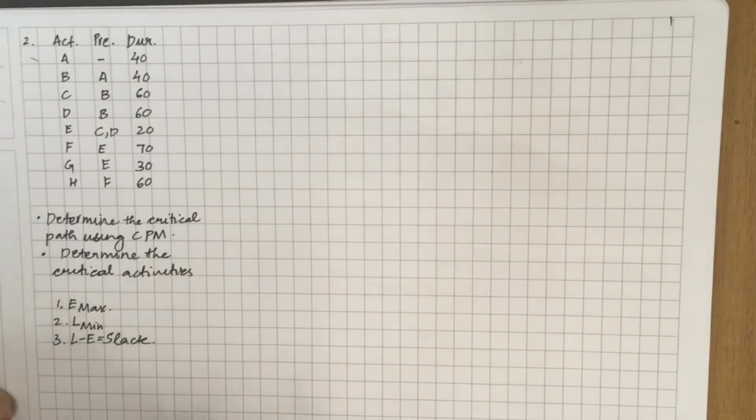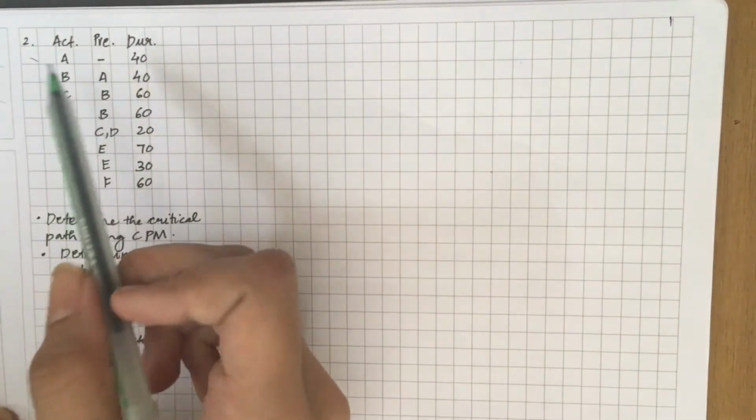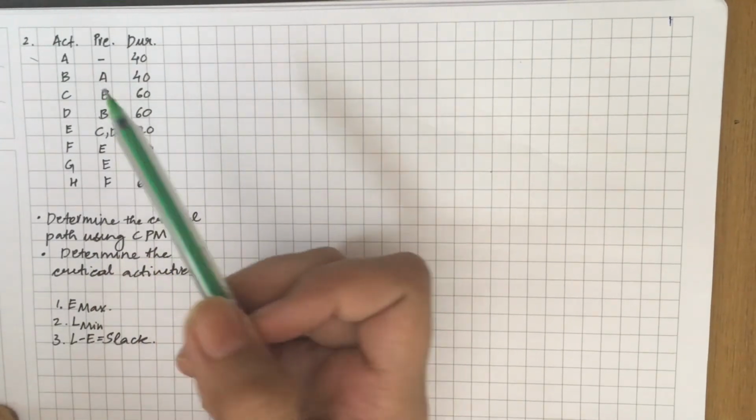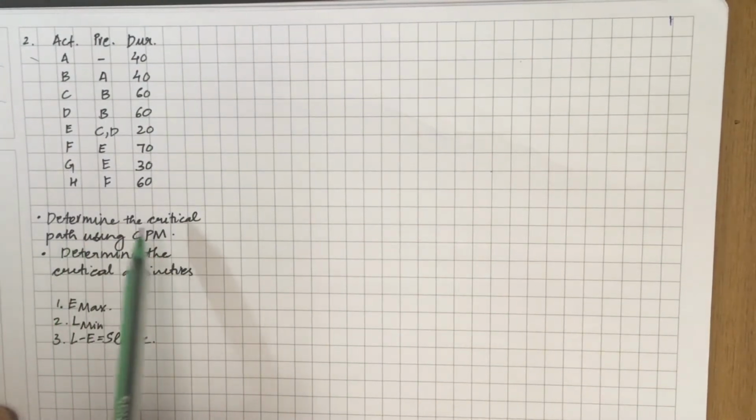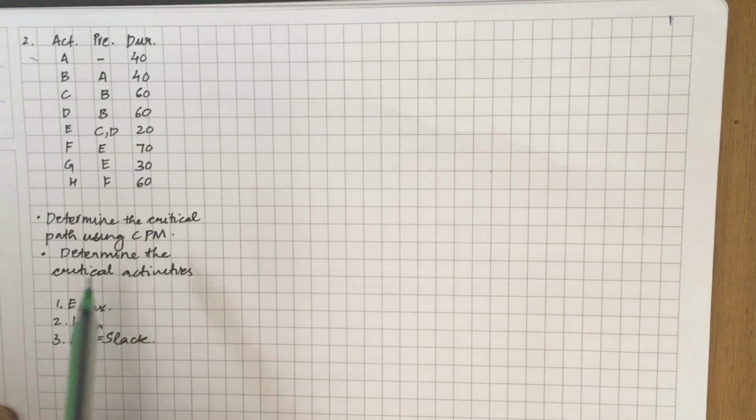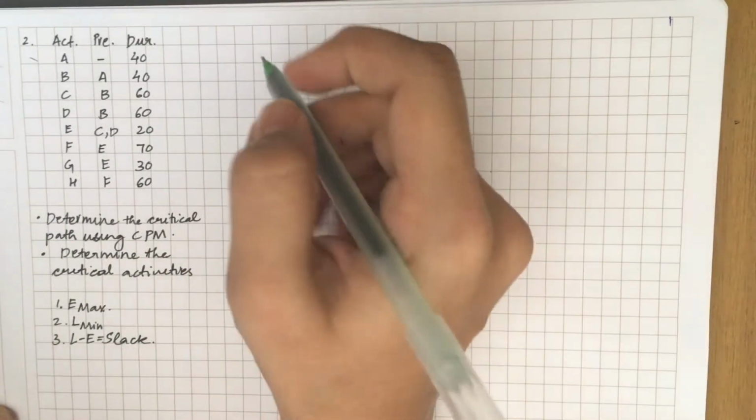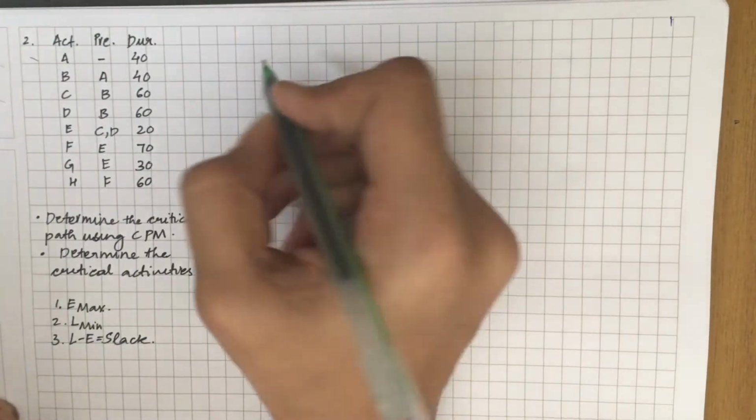This is the second question. Over here the activities, the precedence and the duration are given, and the question is to determine the critical path using CPM, and the second question is to determine the critical activities. So the first step is to make the project network.